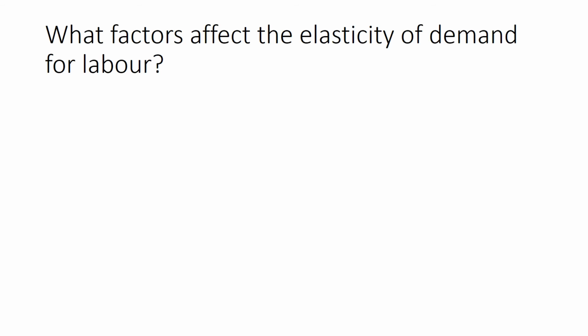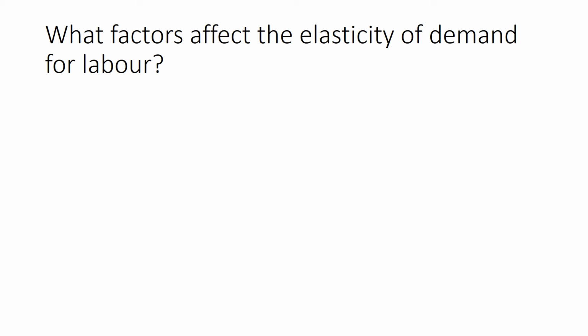So now that we've looked at the market demand curve for labour and the shifts in the market demand curve for labour, we need to start looking at the factors that affect the elasticity of demand for labour. You may be familiar from when we looked at goods markets with the term SPLAT, an acronym which can help you remember the factors that affect the elasticity of demand for goods in the goods market. And SPLAT stands for substitutes, percentage of income spent on goods, luxury or necessity, addictiveness, and time.